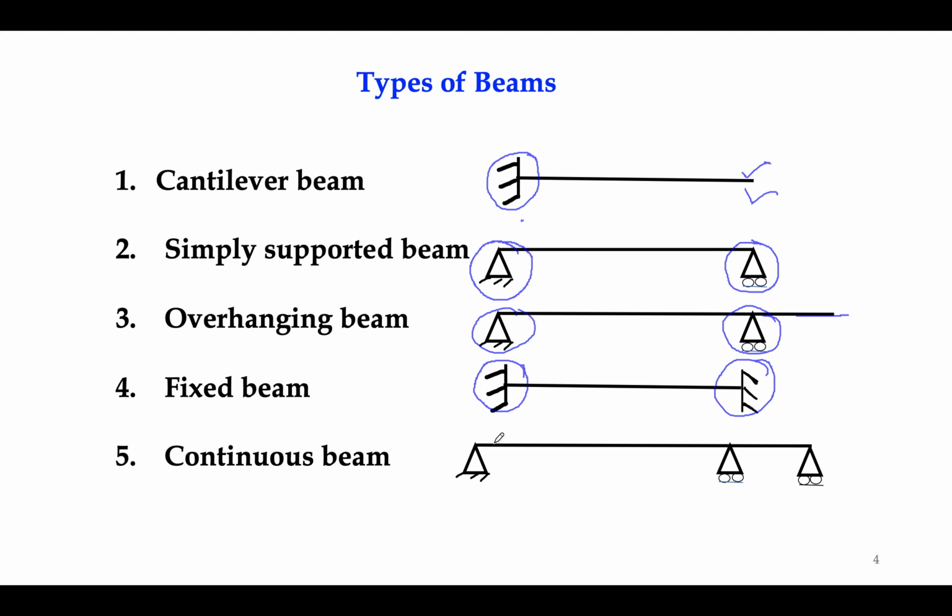Then there comes a continuous beam. A continuous beam may be like a simply supported beam, but it can have more number of supports. Okay, so that is a continuous beam. So these are the types of beams.